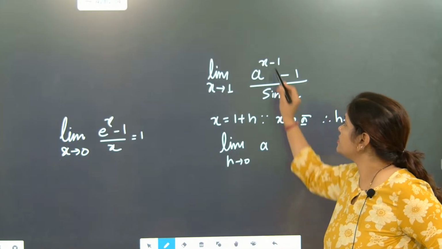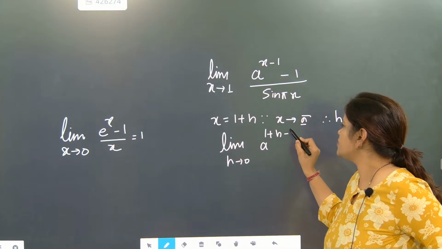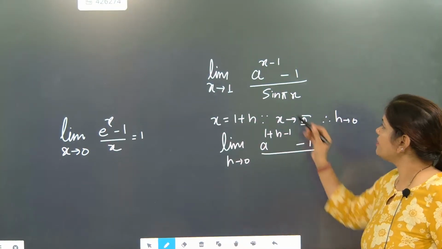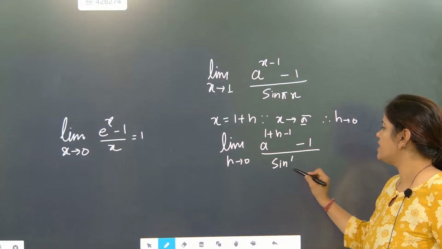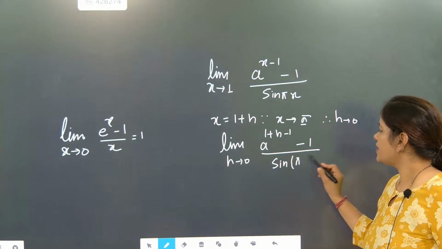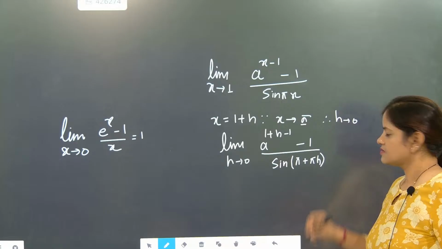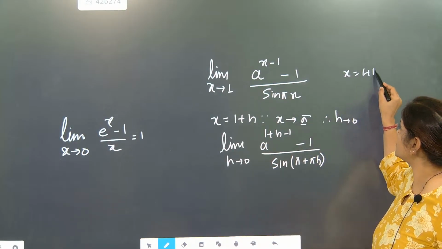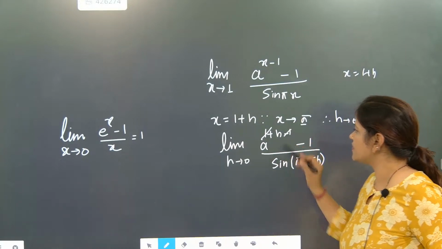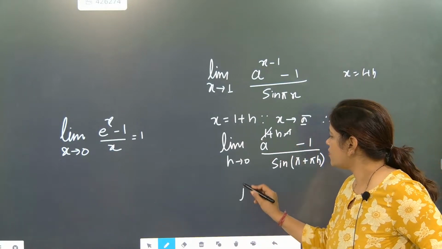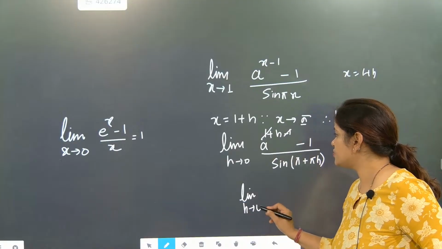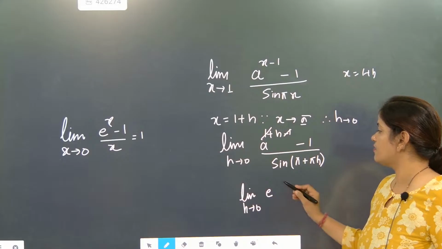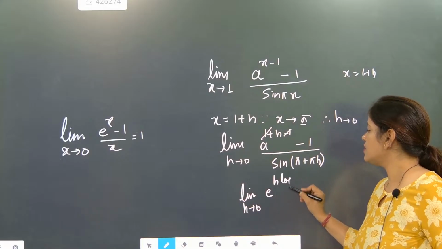A to the power, instead of x what we are writing, 1 plus h minus 1 here. Okay, this is one part done. Second part beta sin pi x, so here it will become sin pi plus pi h. Okay, sin pi plus pi h. Beta, pi I distributed because instead of x, 1 plus h was there, so pi I distributed. Now this and this will get cancelled. Okay, now here what we are going to write, limit h tends to 0, a to the power h is there, so a to the power h will become e to the power h log a.